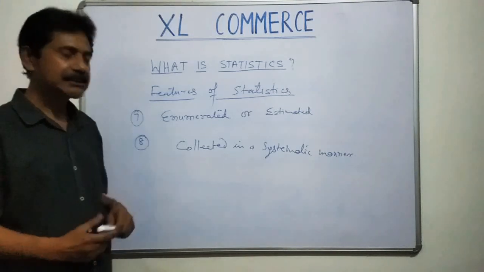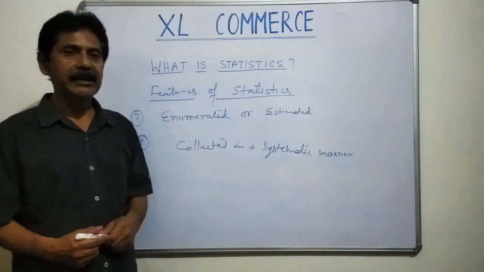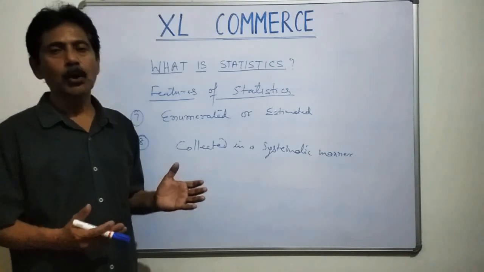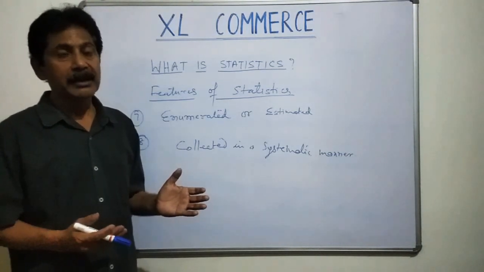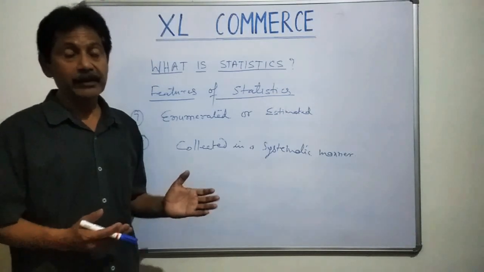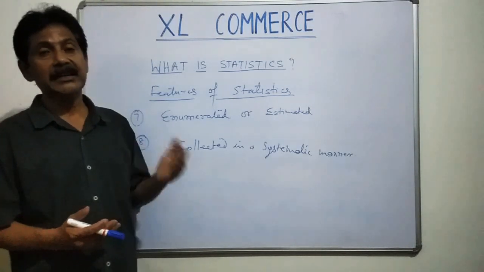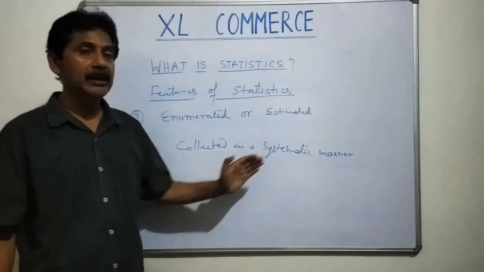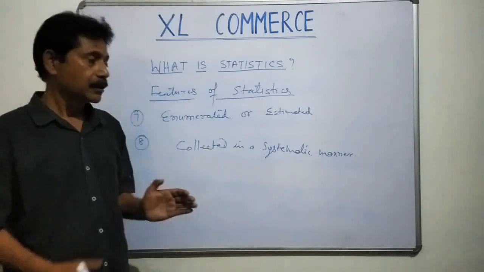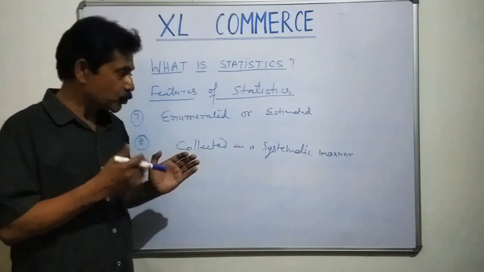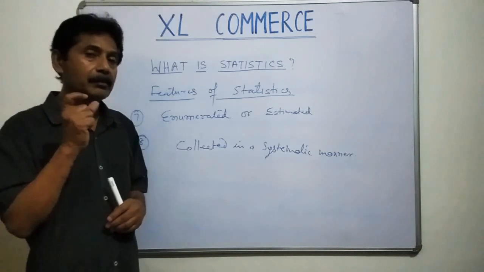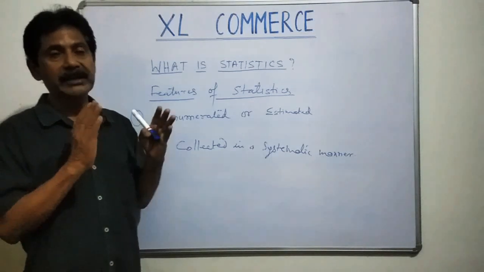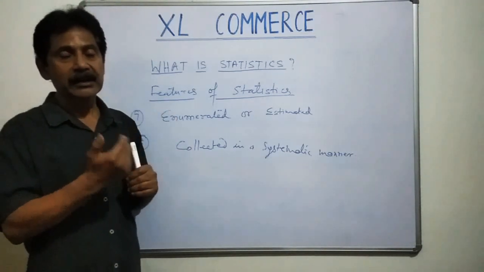And the eighth point is collected in a systematic manner. In fact, the data which we collect is known as raw data. But it should always be collected in a systematic manner so that we can study the data in a proper way. Say for example, if it is in increasing order or in decreasing order, we should collect the data. It should always be collected in a systematic manner so that we can study the data in a better way.